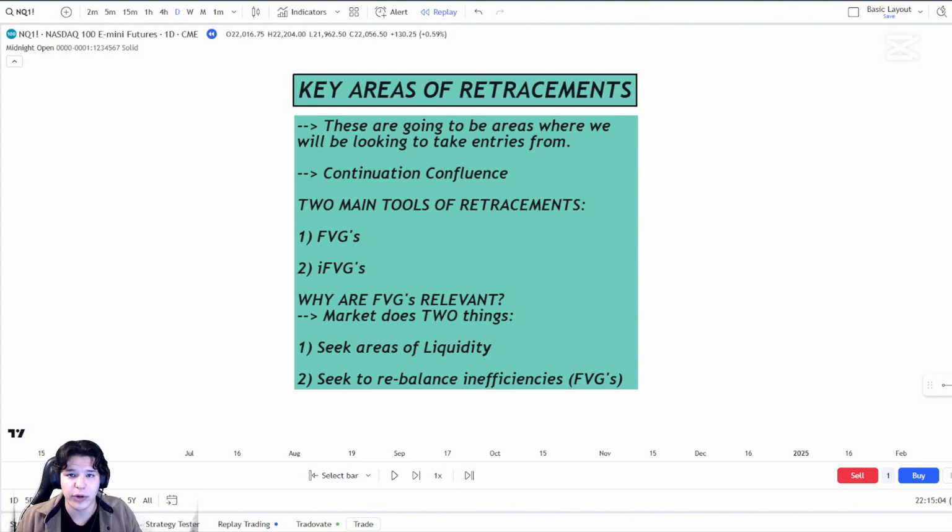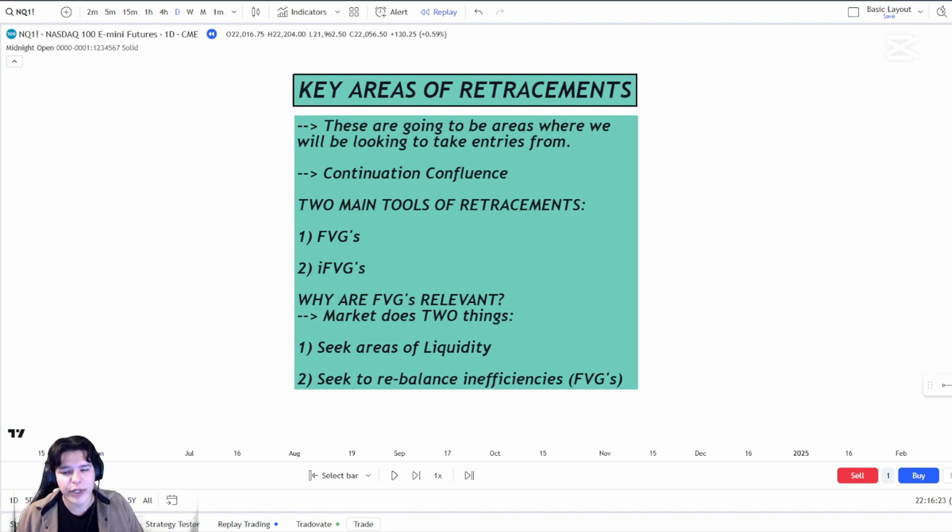All that we are referring to when we say key areas of retracements is essentially areas where we're going to be looking for price to pull back into for us to be able to take an entry. Now, more importantly, because these are retracements and not a break of structure, we're essentially looking for a continuation of that trend. Hence, these areas of retracements are essentially going to be continuation confluence. Now, the two main tools that we're going to use as areas of retracements for us to be able to take trades from are going to be fair value gaps and inverse fair value gaps.